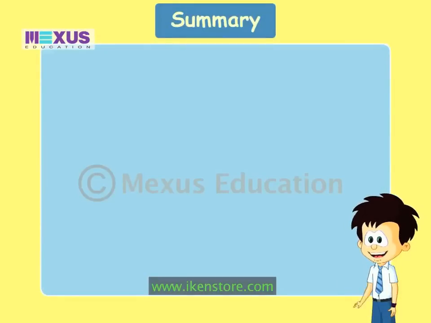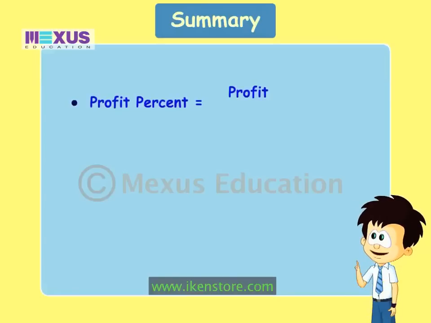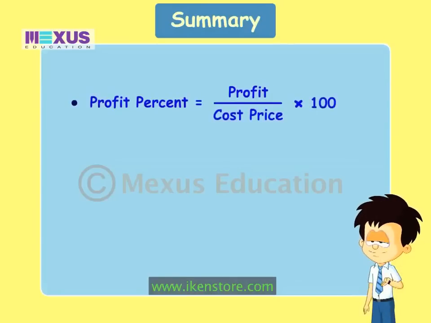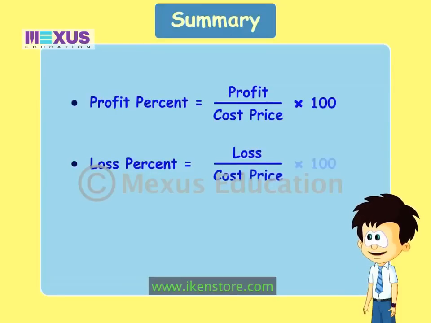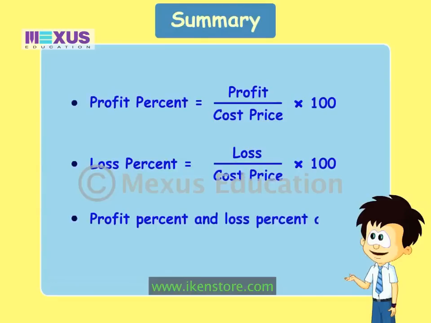It's time to revise all that we learned about profit and loss percent. To calculate profit percentage, you divide the profit by the cost price and multiply it by 100. To calculate loss percent, you divide the loss by the cost price and multiply it by 100. Remember, profit and loss percent are always calculated on the cost price.